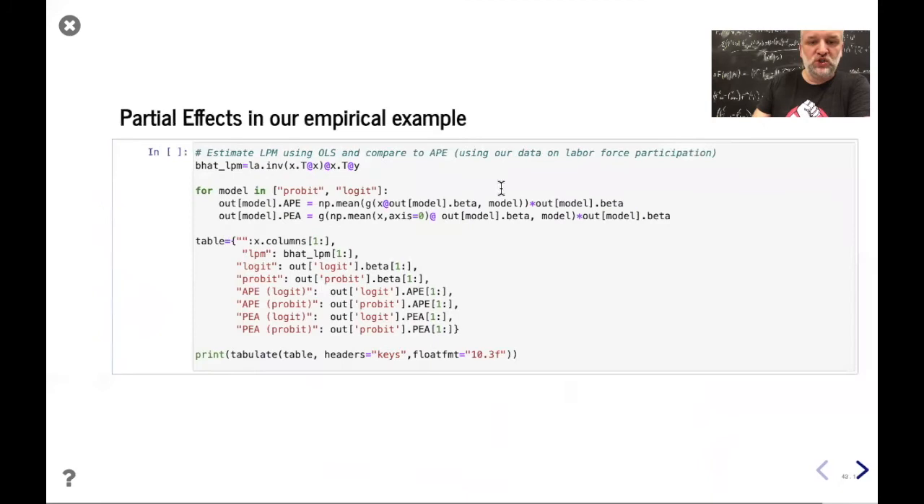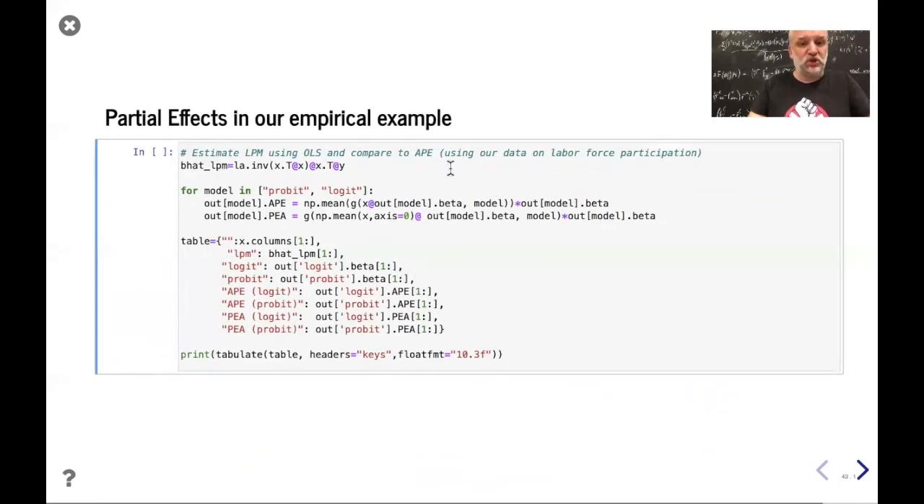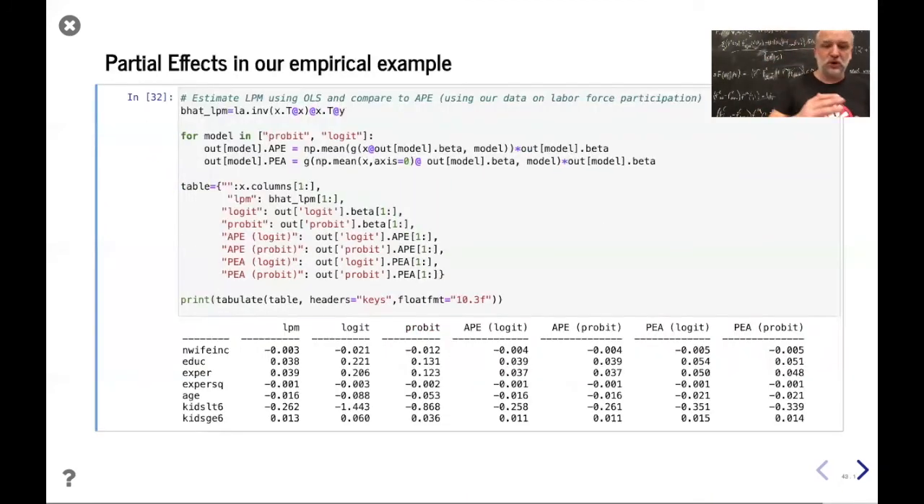So why don't we just move on here and look at the partial effects in our empirical example. Remember that the coefficients, and this is what I repeated here, I didn't repeat the standard errors, right? Here they're very different across different specifications. You got almost twice as large estimates for logit as for probit, or 1.6 times as large. But the average partial effects are very similar. Actually, it's indistinguishable.